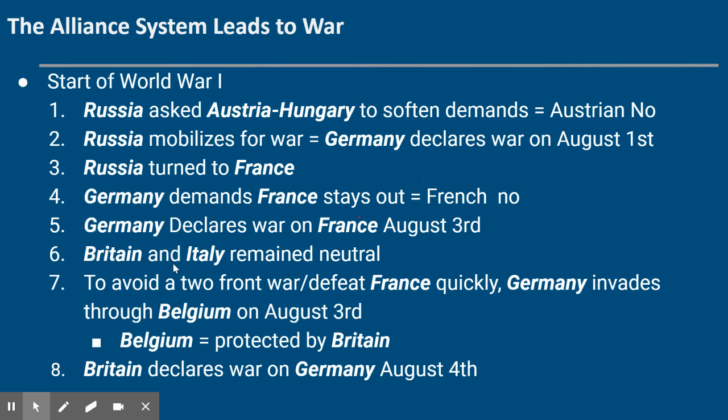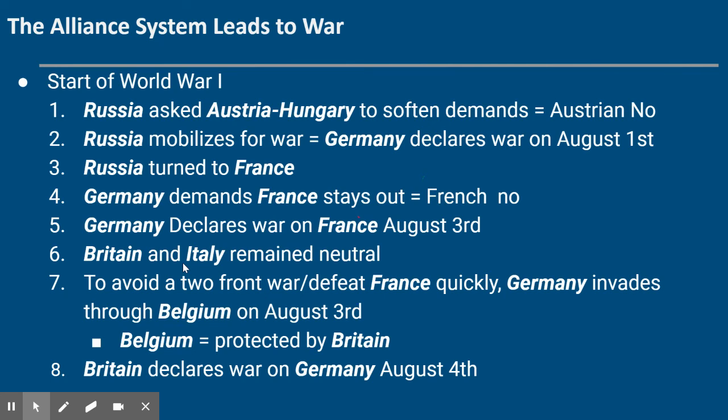Britain and Italy initially remain neutral. Italy, because it tells the Germans, you started the war. We don't have to join you if you started the war. To avoid a two-front war, the Germans' goal is to knock France out very quickly. They don't want to be fighting somebody on their east and their west. It's trying to fight two people at the same time. It's not a good idea.